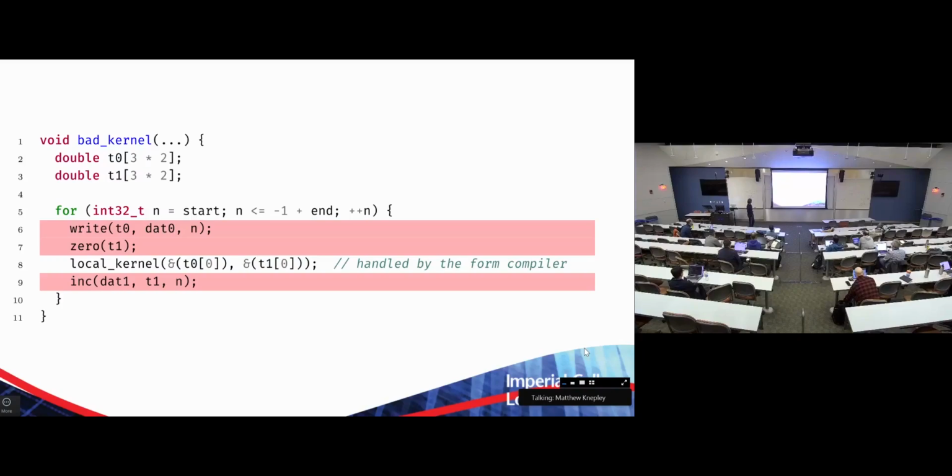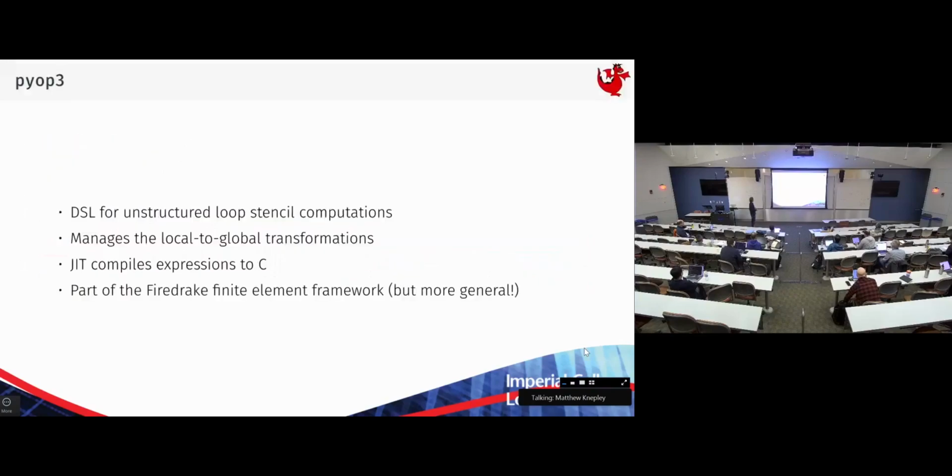So the local kernel is the maths part that I talked about earlier that I'm not touching. I'm interested in the, well, the zero is trivial, and the increment. So that is the global to local and local to global transformations that we need to do. That's what pyop3 provides. pyop3 is a DSL, domain-specific language, for unstructured loop stencil computations, and it manages these local to global, global to local transformations. It JIT compiles everything to C, and is part of Firedrake, but I also want to emphasize that it is not necessarily specific to Firedrake, and other people can use it, and I would be very happy if they wanted to.